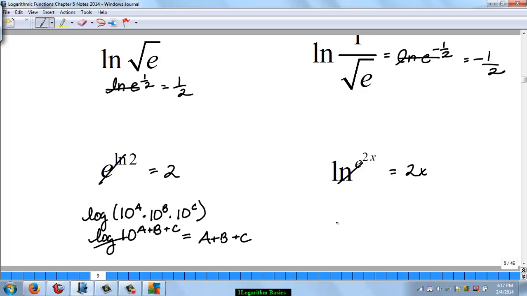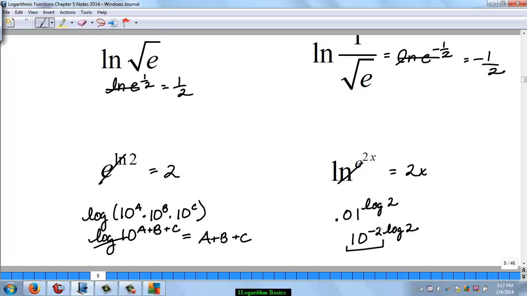Another one, what if I had 0.01 raised to the log of 2? So you say to yourself, okay, if this was base 10, I could try to get them next to each other and say thanks for playing. So I'm going to rewrite 0.01 as 10 to the negative 2, and I have log 2. And I look and say, oh, the 10 and the log are almost together.